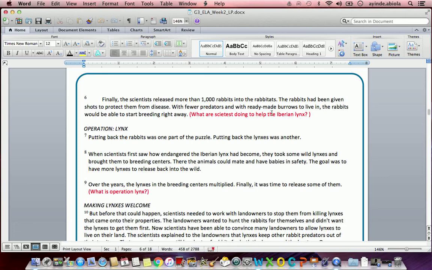So the reason I'm going to state again is that they released over 1,000 rabbits into these rabbitats, into these habitats, where lynx could readily eat them and they wouldn't have to compete with other predators for food.